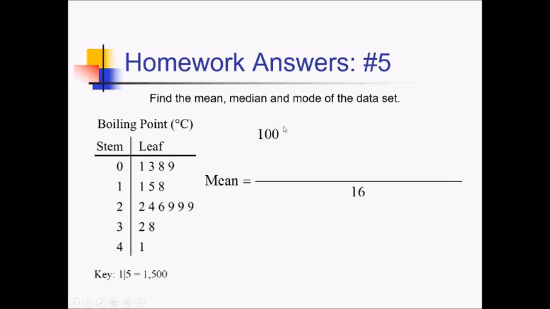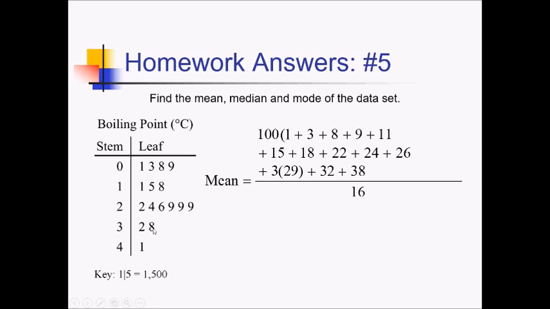So I'm going to put 100, and then I'm going to put a big parentheses with all the stuff added inside. So inside this parentheses, I really am going to just add 1 and 3 and 8, because these will be 100, 300, and 800 after you multiply this out. And then we have a plus 9, plus 11, plus 15, plus 18, plus 22, plus 24, 26, and we have 3 of these 29s. I'm just going to write plus 3 times 29, because why write it 3 times? Then we have 32, 38, and finally 41, and I'll close the big parentheses.